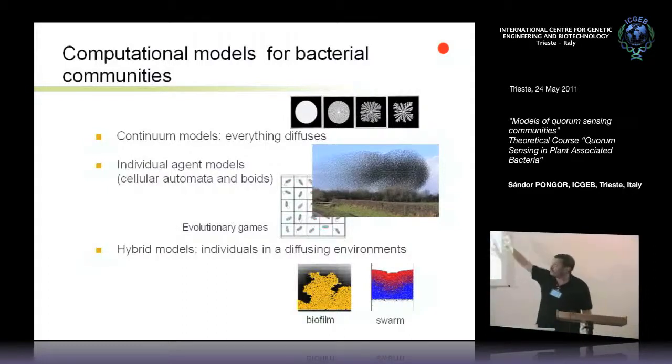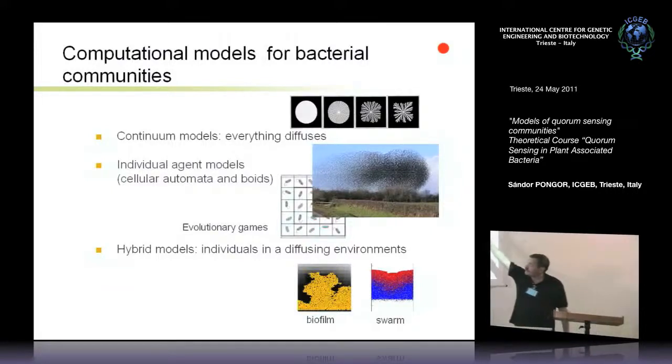Now, what is the difference? In the continuum model, everything is treated as a liquid. So the food is a kind of a liquid that diffuses. Signals, if they were represented, would also be a kind of a liquid that diffuses. Bacteria are also considered as a continuous material which diffuses. Now, this is the most traditional thing.